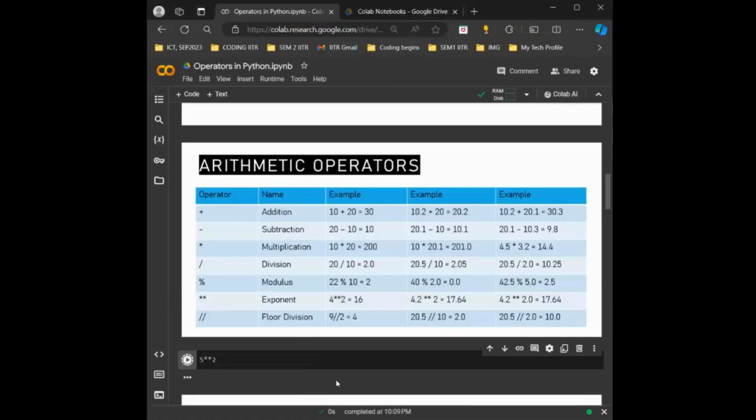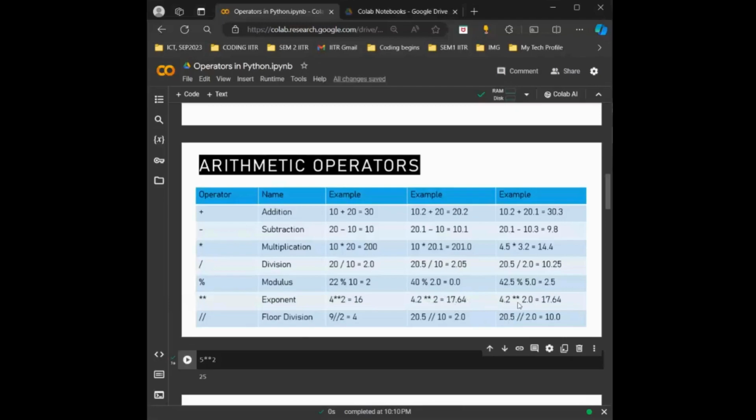What happens when we perform the operation on a float number? In my example, 4.2 double star 2 means 4.2 raised to the power 2. The result is 17.64. So the operation can be performed on a floating point number also. The power can be given to that also. And similarly, the power can be given as a decimal number as well.